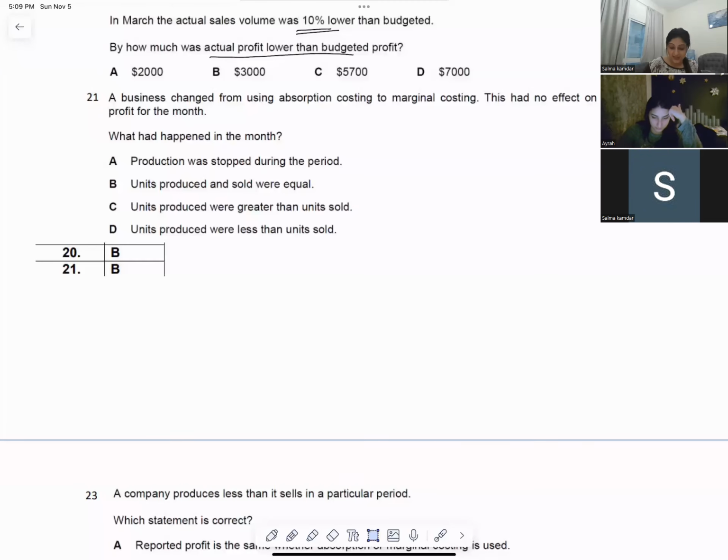We're doing marginal costing MCQs. Read the question. A business changed from using absorption costing to marginal costing. This had no effect on profit for the month.